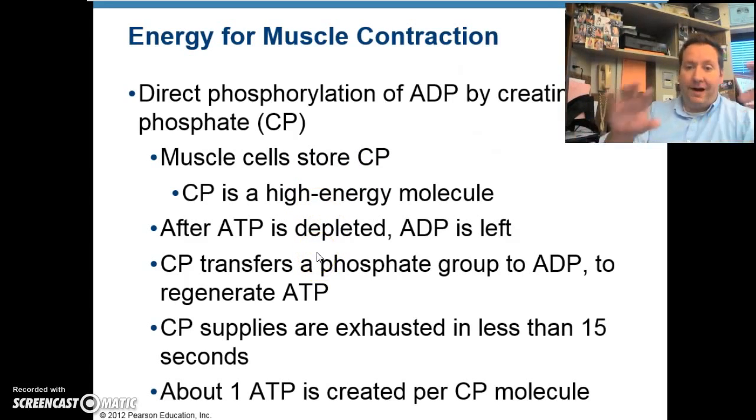to break off the phosphate off a creatine phosphate, give it to ADP, and that's going to create ATP as a result. This will last about 15 seconds. The reason that power lifters like this creatine phosphate in their diet is because the activity they do with heavy lifting only lasts about 15 seconds. You're producing about 1 ATP per creatine phosphate molecule in this particular process.